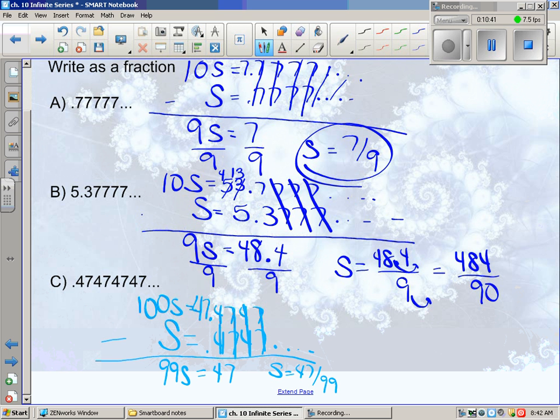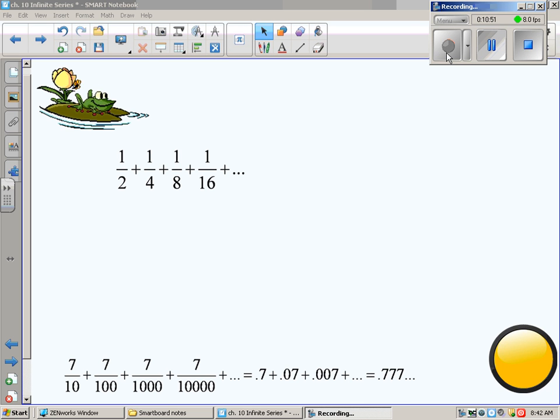Think about it this way: 47, 47, 47, 47, 47 is 47 over 99. Nines are really cool. So can you see that neat pattern? We have a couple more things I want to look at.